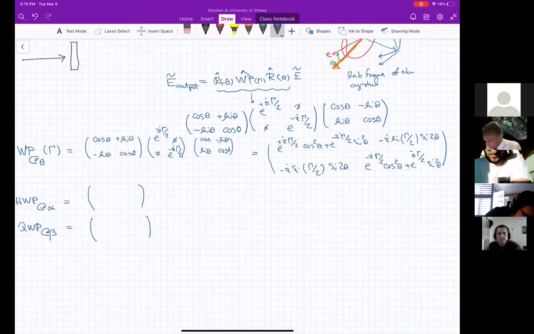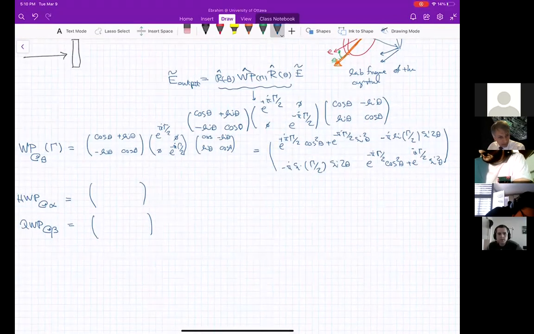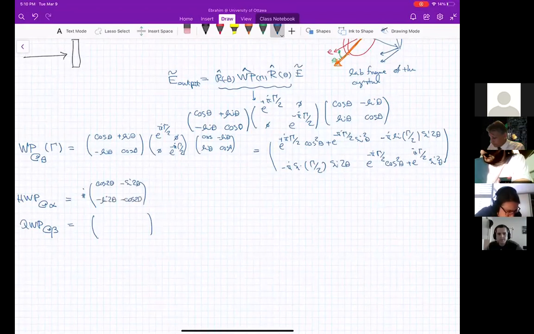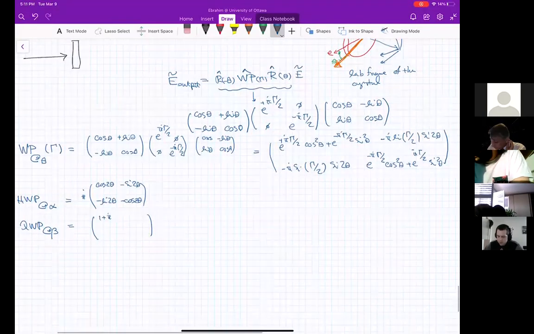For a half-wave plate, that will be, with the i sign, cosine of 2 theta, minus sine of 2 theta, minus sine of 2 theta, minus cosine of 2 theta. You should immediately understand what this is. Okay. And for a quarter-wave plate, it is 1 plus i cosine of 2 theta.